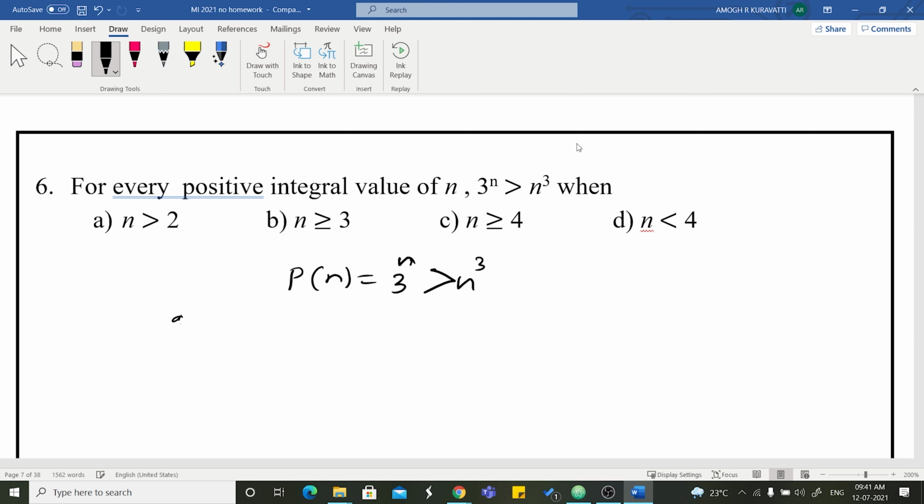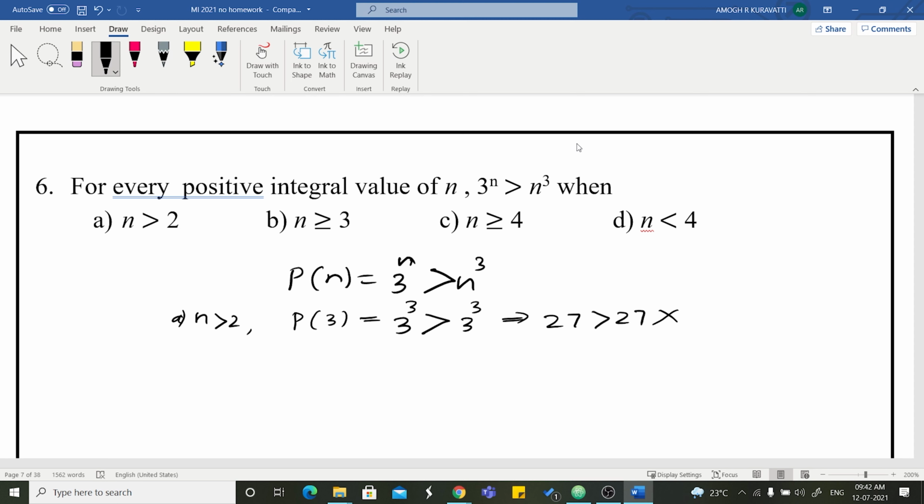Let us take the first option. First option, n is more than 2. Take one number such that it is more than 2. Which should we take? Let us take 3. Clearly 3 is more than 2, right? Put n is 3. What happened? 3 power 3 more than 3 power 3 implies 3 power 3 is 27 more than 27. Is 27 more than 27? No, 27 equal to 27 but not more than 27.